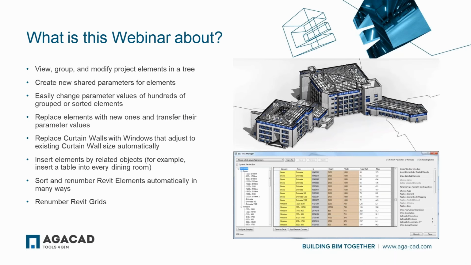In this webinar for architects, you'll find out how to view, group, and modify project elements in a tree, create new shared parameters for elements, easily change parameter values of hundreds of grouped or sorted elements, replace elements with new elements and transfer their parameter values, replace curtain walls with windows that adjust to existing curtain wall size automatically, insert elements by related objects. For example, insert a table to every dining room, sort and renumber Revit elements automatically in many different ways, and renumber Revit grids.